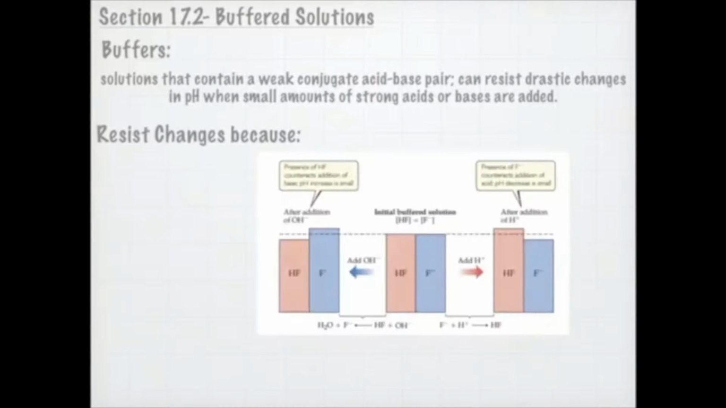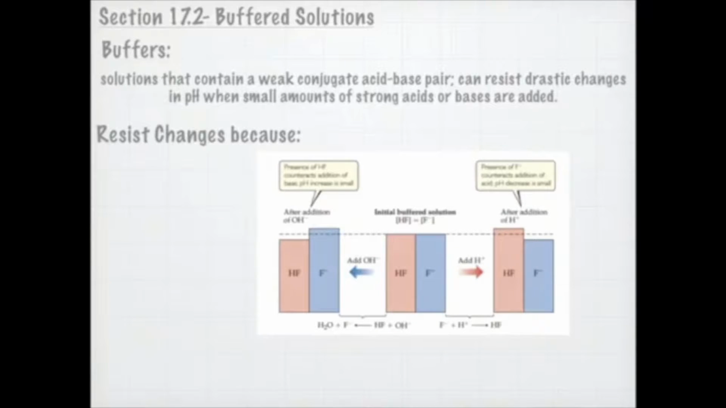Now, they resist change because if, for example, a strong base is added, so hydroxide ion is added, the weak acid, in this case HF, is able to react with the hydroxide ion in order to produce water and fluoride ion. If you just had hydroxide in solution and it wasn't consumed, then that would severely increase the pH of the solution. But since we can increase the concentration of the fluoride ion, which is a weak base, that limits how much the pH is going to change.